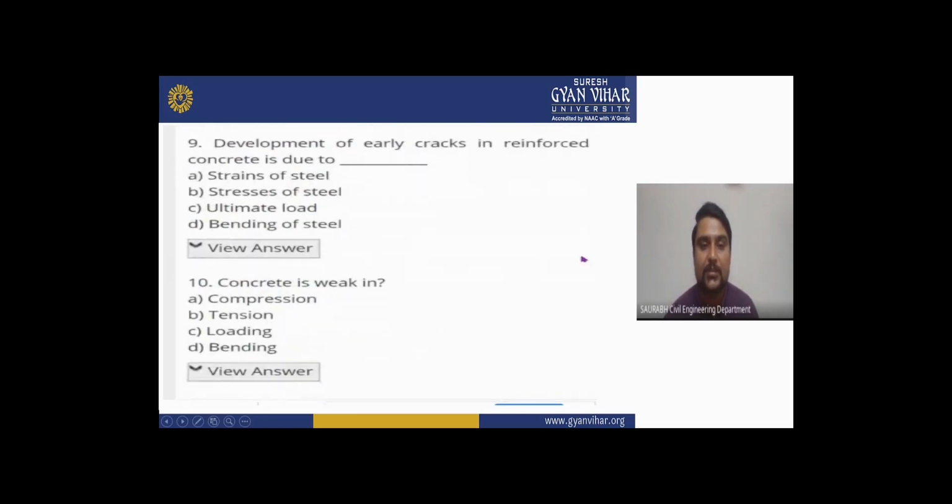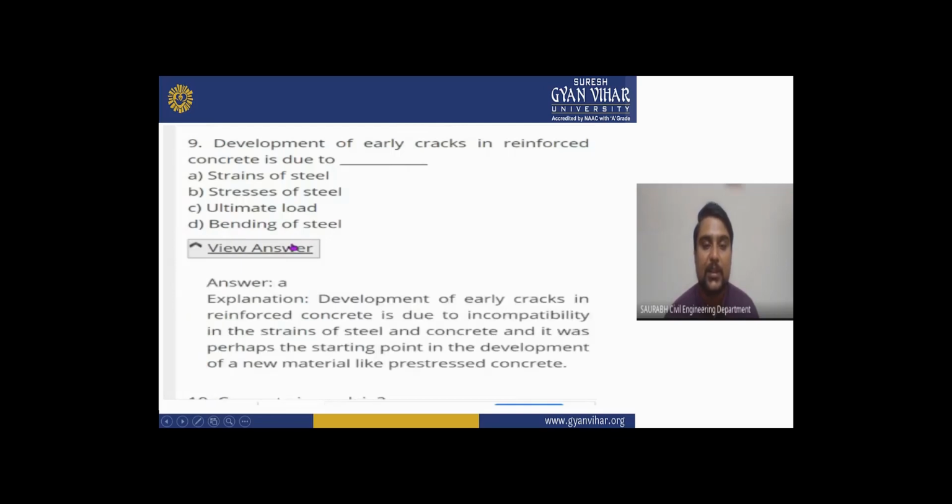Come to the ninth question. Development of early cracks in reinforced concrete due to strain of steel, stress of steel, ultimate load bending steel. Here right answer will be strength of steel. That will be your right answer.